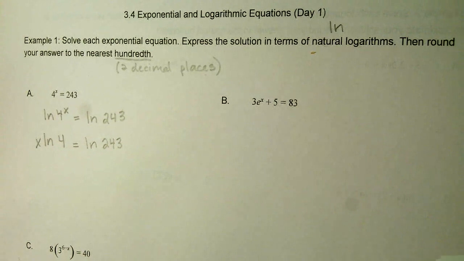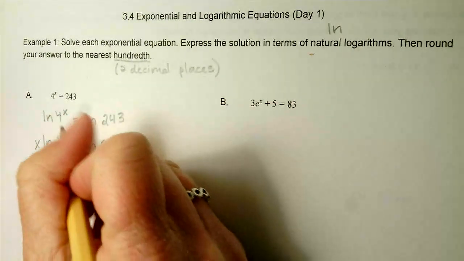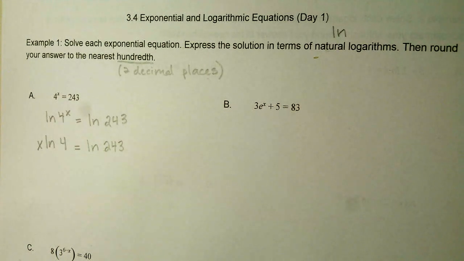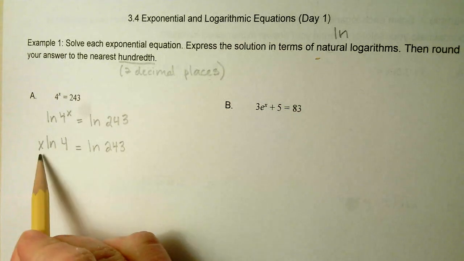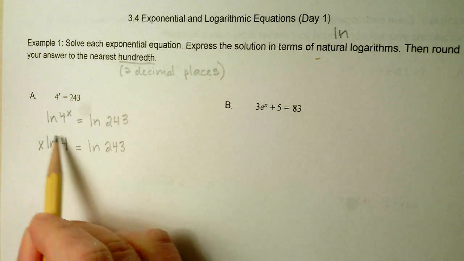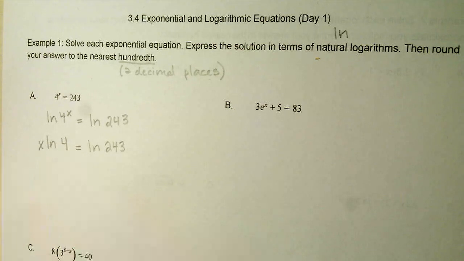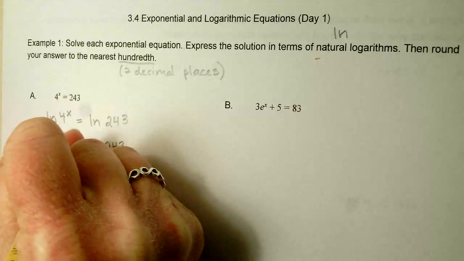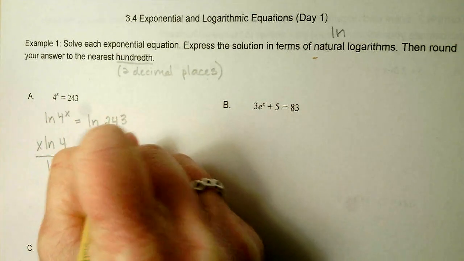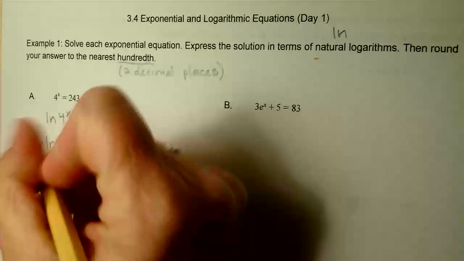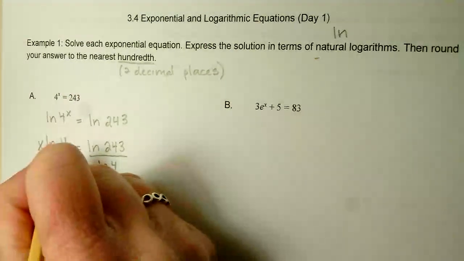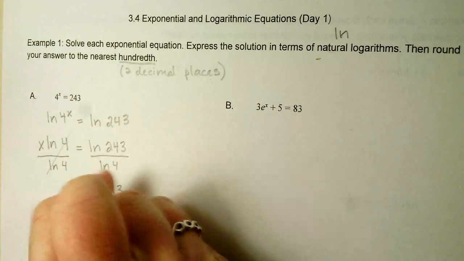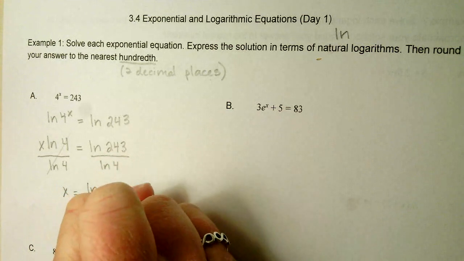We need to remember, and I think people often forget, the natural log of 4 is a number. The natural log of 243 is a number. So the natural log of 4 is, even though we're writing x first, almost like our coefficient, our constant that is in front of x. So to get x by itself, we can divide both sides by the natural log of 4. The natural log of 4 is going to divide out on this side. We're going to get x equals the natural log of 243 divided by the natural log of 4.